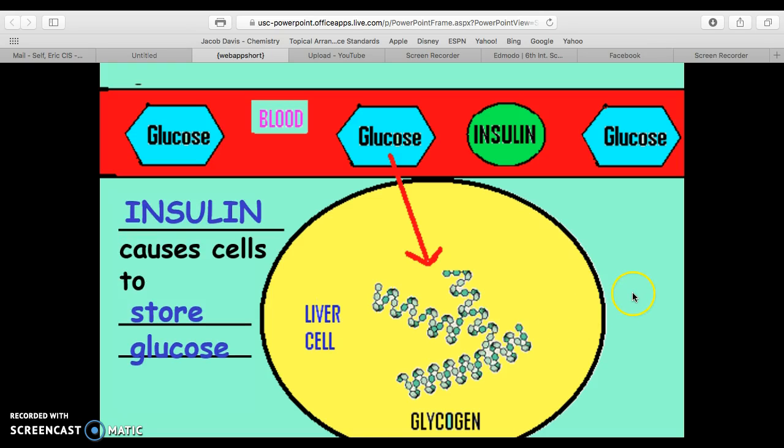Glucose again, right? Insulin causes cells to actually store the glucose. And so that's very important. If it doesn't get stored, it stays in your bloodstream and you get a really high sugar level.